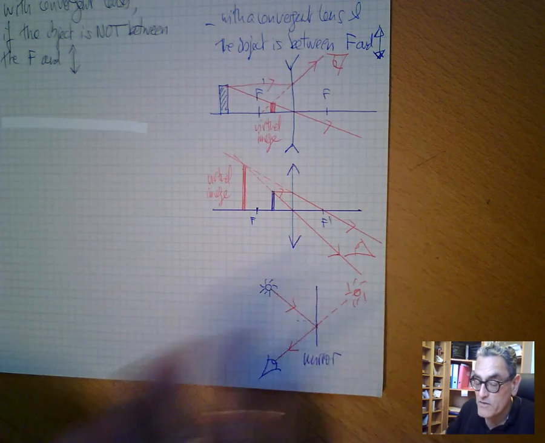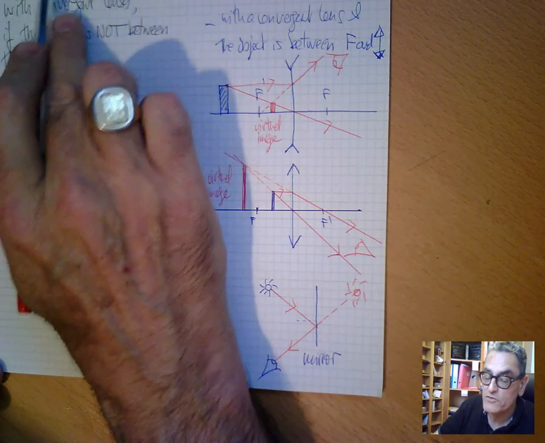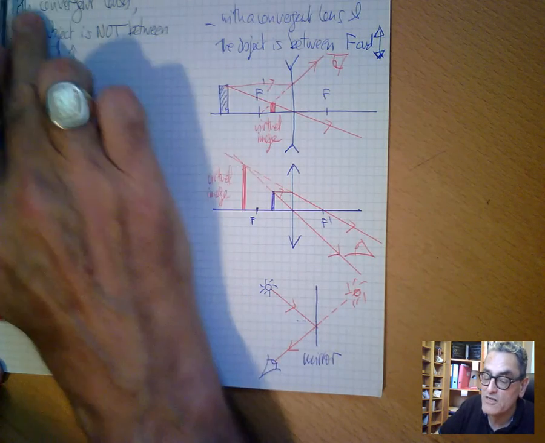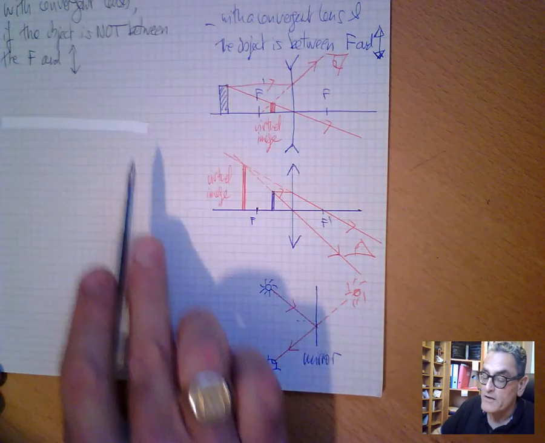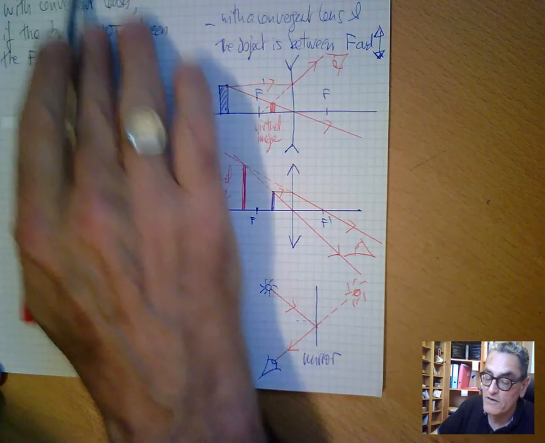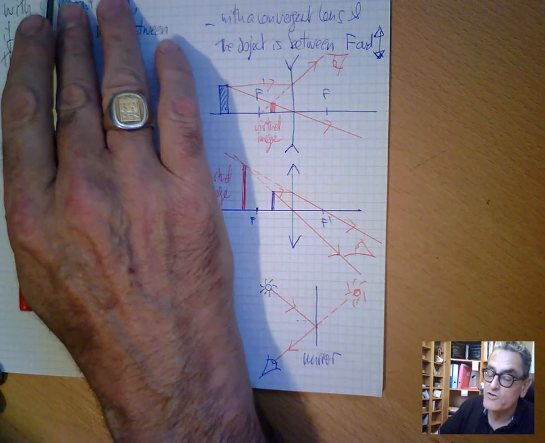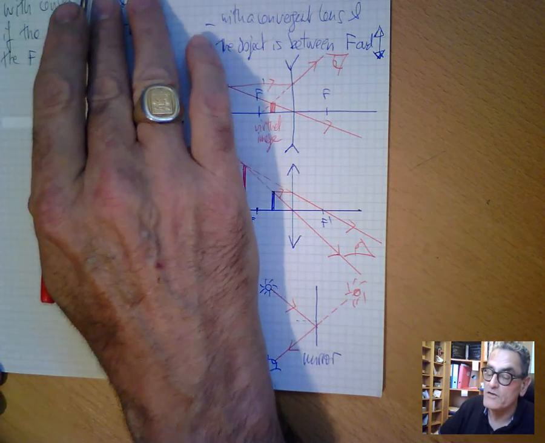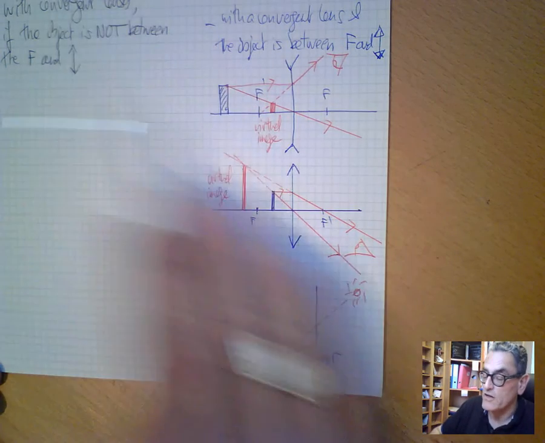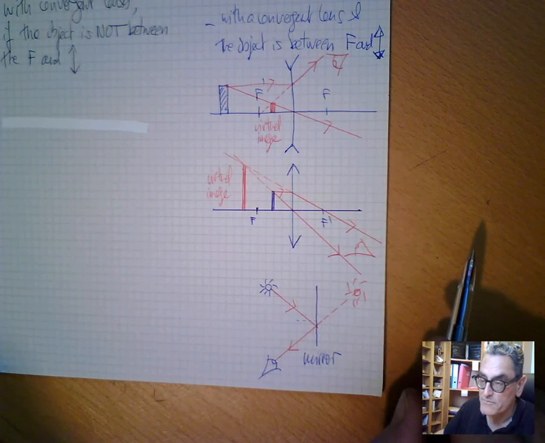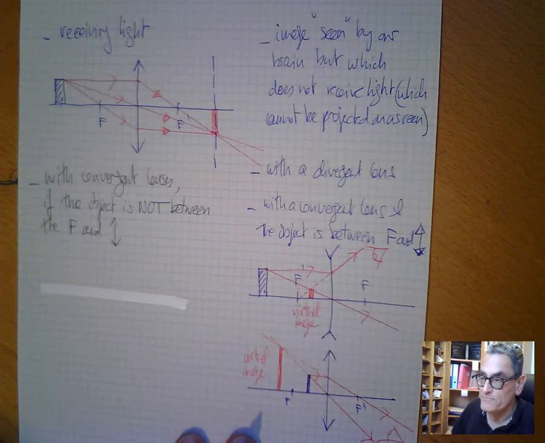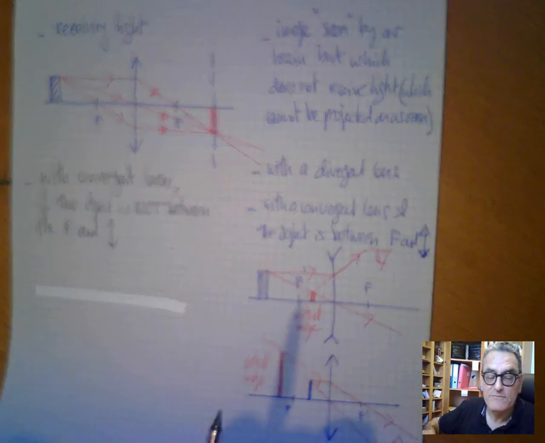And in terms of lenses, when you have an object which is outside the focal distance for a convergent lens, you have a real image. If you have an object which is between the focal point and the lens for a convergent lens, or anywhere for a divergent lens, you will have a virtual image. Okay? Does that work? Yes. Good.